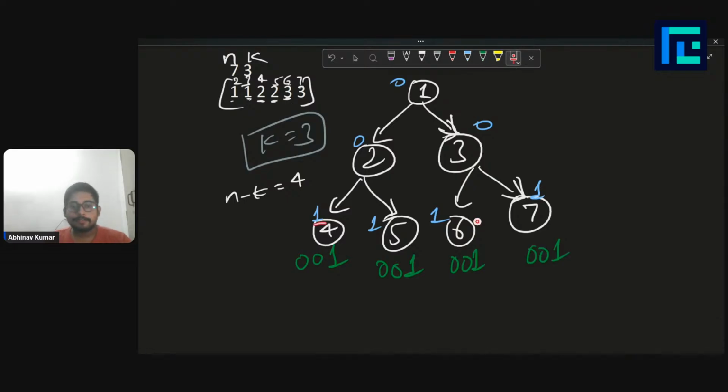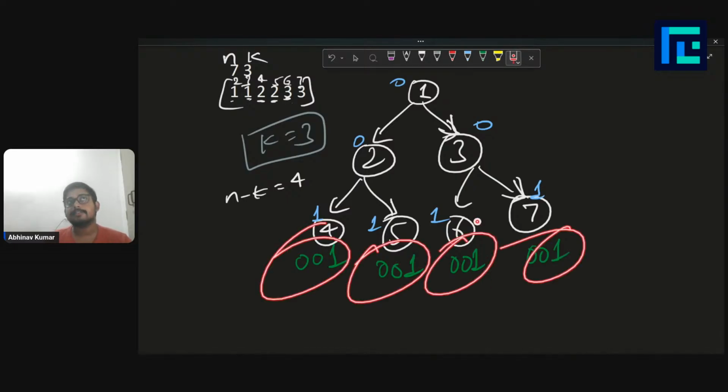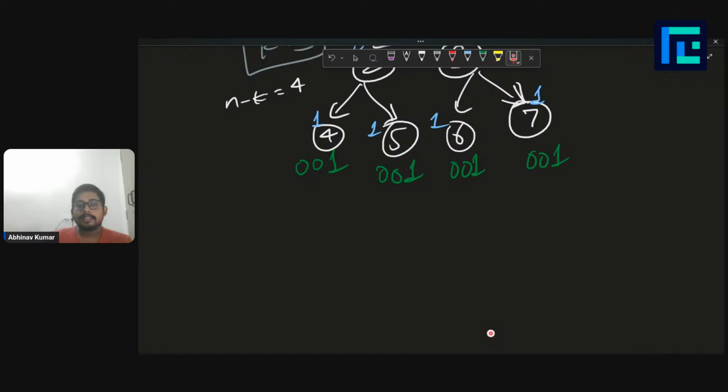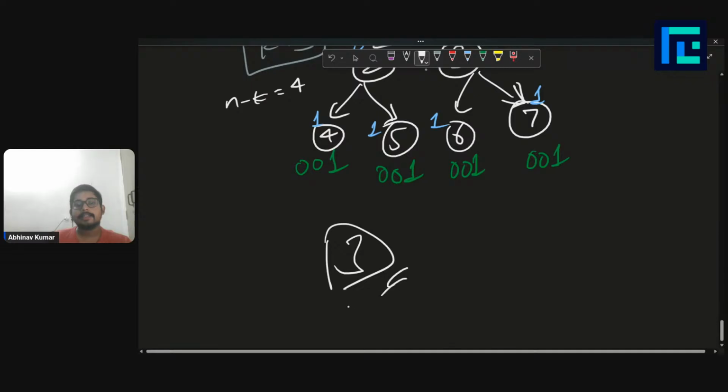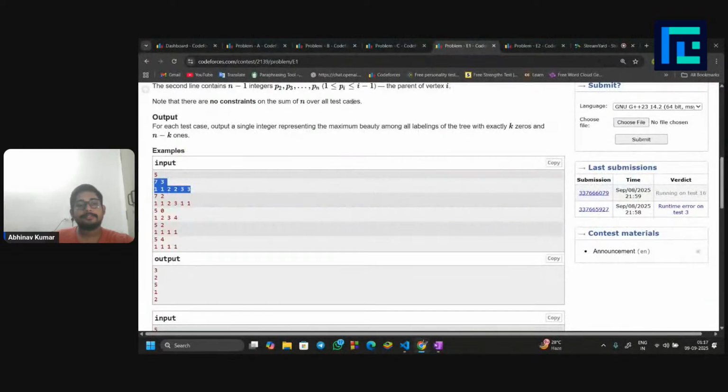Okay. So if you look at all these 4 strings for all the leaf nodes, they all are 0, 0, 1. So the longest common subsequence is basically 0, 0, 1 only. So its length is 3. 3 would be your answer for the first test case.